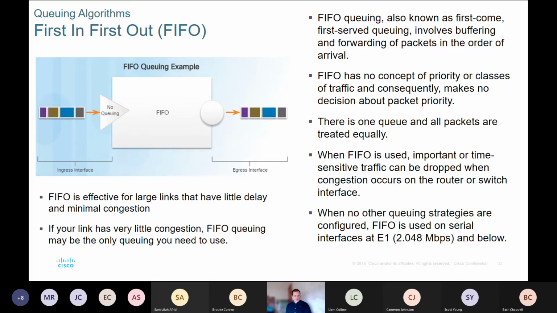When there's no other queuing strategies configured, first in, first out is used on serial interfaces. So it's okay if you've got a large link that's got little delay and minimal congestion. If your link has very little congestion, first in, first out might be the only queuing that you need to use. But you can see straight away where problems would start to build up. If there's more data coming in here than can be sent out, then you start getting a queue, and if you start filling up your buffer and you start getting congestion, voice and video might suffer.